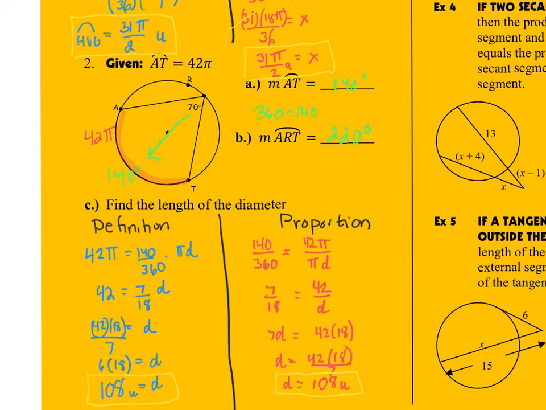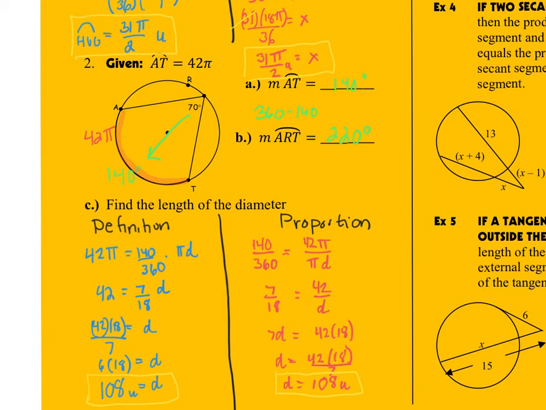As I go to simplify this, I notice that there's a pi on this side and a pi on this side. They'll cancel out. In addition, I can see that I would knock the zeros off of here and get 14 over 36, divide that by 2, and that would give me 7 over 18. If I'm looking for the diameter, then I know that I need to use the reciprocal of 7 over 18 and multiply by 18 over 7. I then see that 42 will divide by 7, leaving me with a 6 times 18, which will give me 108 units for the diameter.